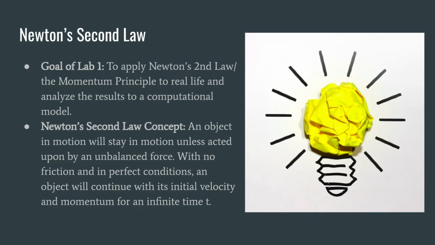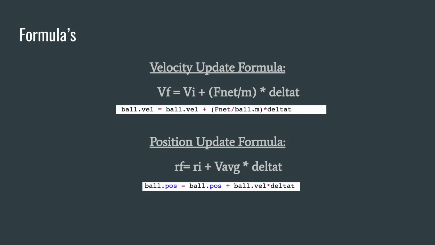With no friction, in the perfect condition, an object will continue with its initial velocity and momentum for an infinite time t. These are the formulas that I used in my code and to get the experiment in lab. The first formula is the velocity update formula, and the second formula is the position update formula. Both of these pictures of the code are what I used in the lab to get my results.